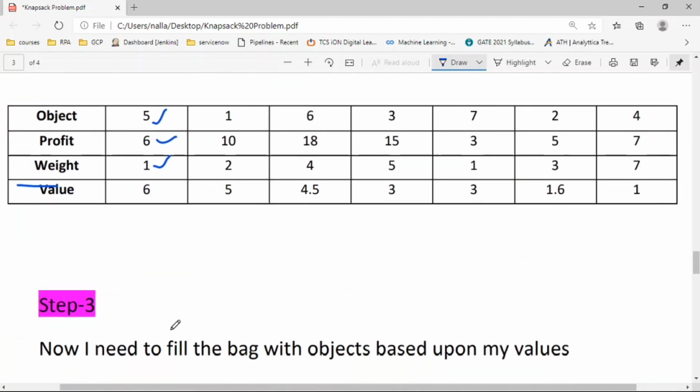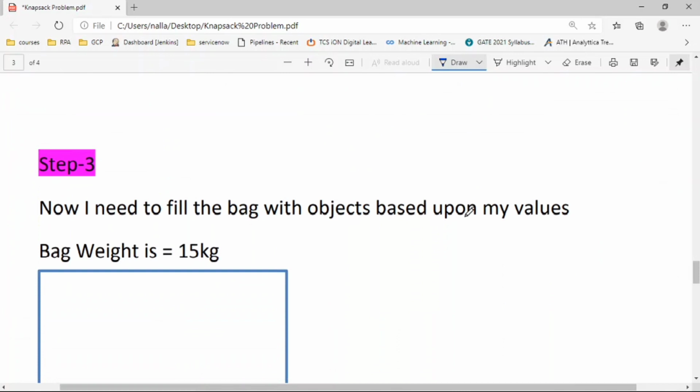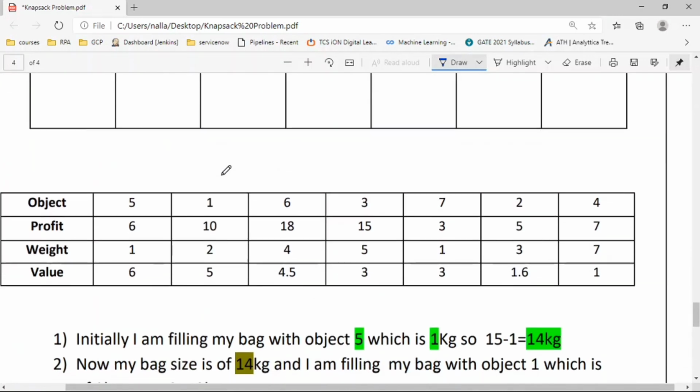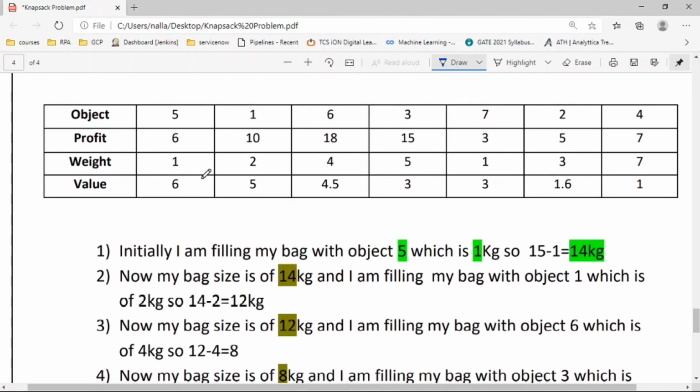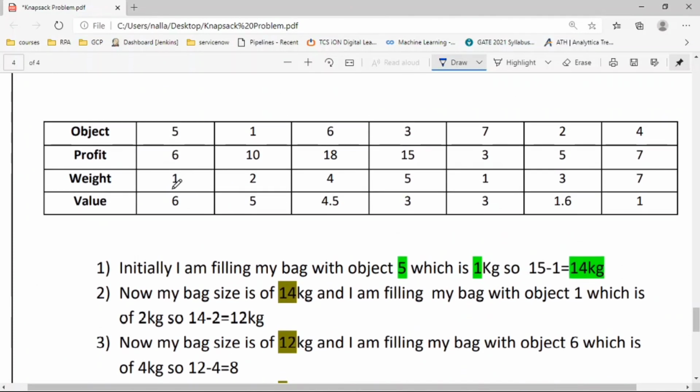In the third step, I need to fill the bag with objects based upon my values. So what is my bag weight given? Nothing but 15 kgs. Now I need to start filling all the objects. Okay, see, this is my table. Initially I need to fill my bag with the maximum value.